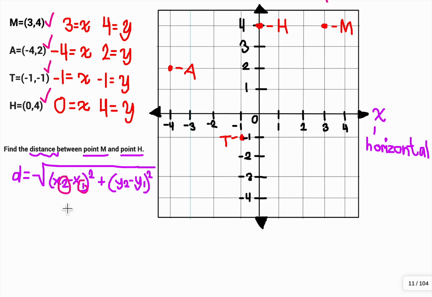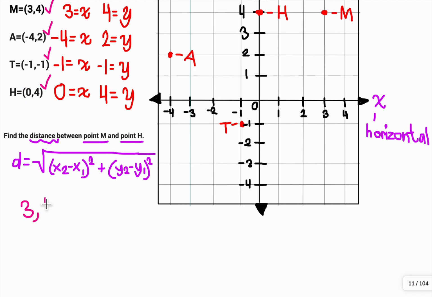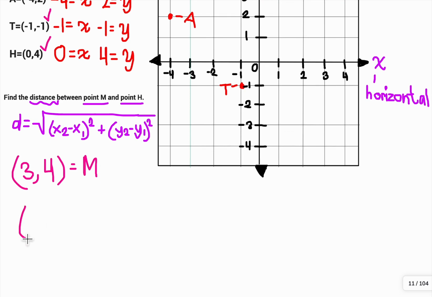If you look at these subscripts, it might be confusing since you wonder, what does that mean? I'm going to show you. It will make a lot more sense once I show you. So we are going to plot our first point, which is M, that's (3, 4), and our second point, which is H, that's (0, 4). To figure out these subscripts, we look at the first point. 3 is our x, so that will be x1 since this is our first point. Same thing with 4, that will be y1. This is our first point. Our second point will just be x2 and y2 since this is our second point.